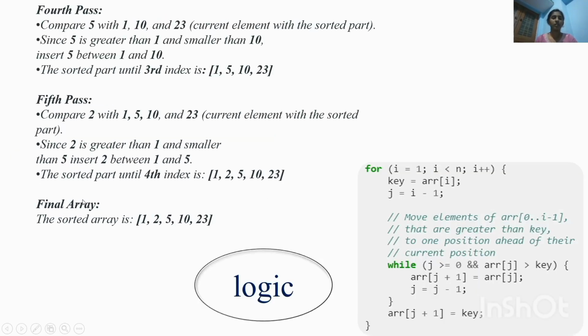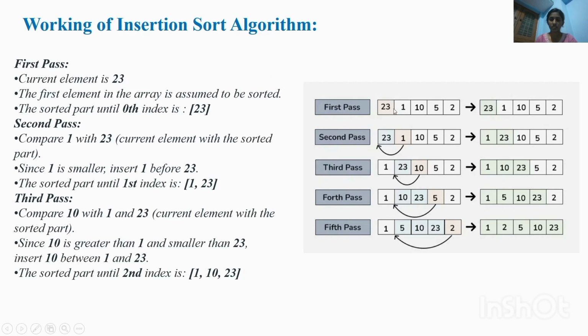And at last we'll get the sorted array as 1, 2, 5, 10, 23. The logic behind this insertion sort is, here we have the first for loop. I will begin from 1. Why it will begin from 1 is, as I said, this is the 0th index. We consider this first element as a sorted portion. So we'll compare from the second element, whose index is 1.